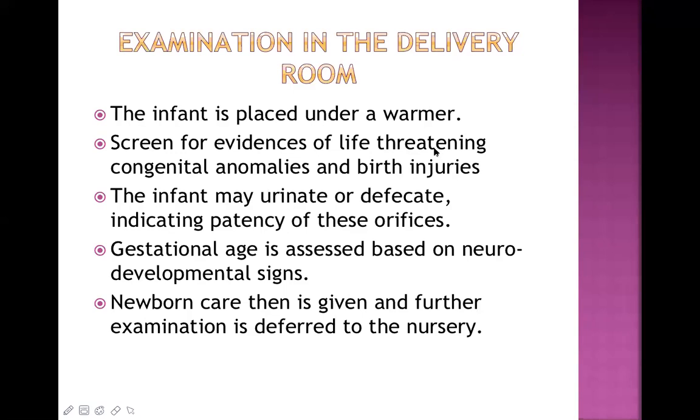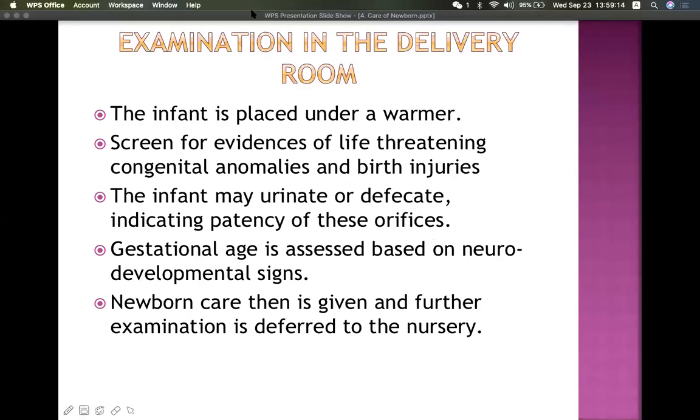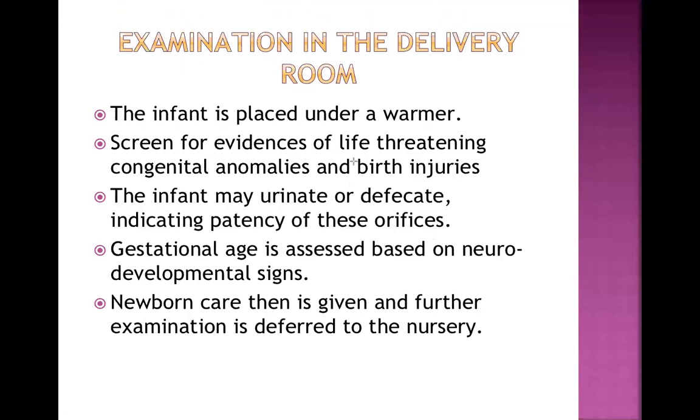Now, can you tell me some examples of life-threatening congenital anomaly? What are those? Yes, guys? Anyone? Bicuspid valve, polycystic kidney disease, coarctation of aorta. Okay, now I already got some of the answers from you.